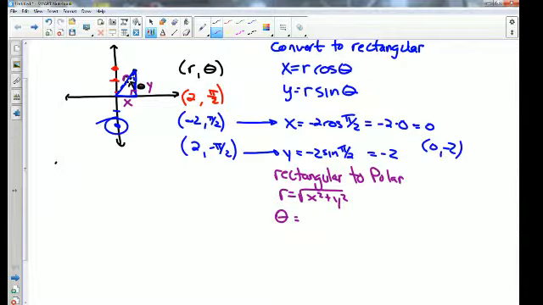Cool. How do I calculate the angle? I don't remember that. This angle right here, how would I calculate that using right triangle trig?